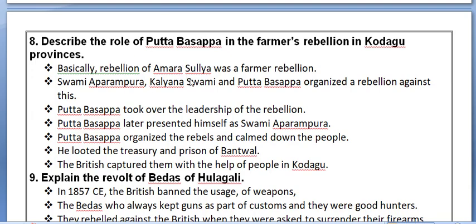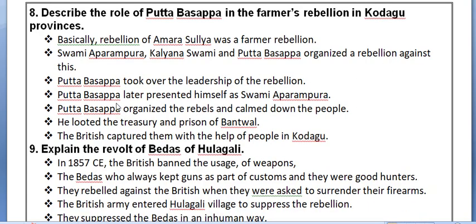Basically, the rebellion of Amarasulya was a farmer rebellion. Swami Aparampara, Kalyana Swami and Puttabasappa organized a rebellion against the British. Puttabasappa took over the leadership of the rebellion. Puttabasappa later presented himself as Swami Aparampara. He organized the rebels and calmed down people. He looted the treasury and prison of Bantwal. The British captured them with the help of people in Kodagu.